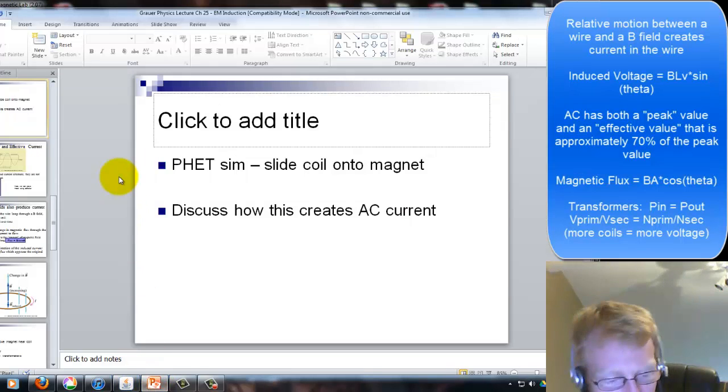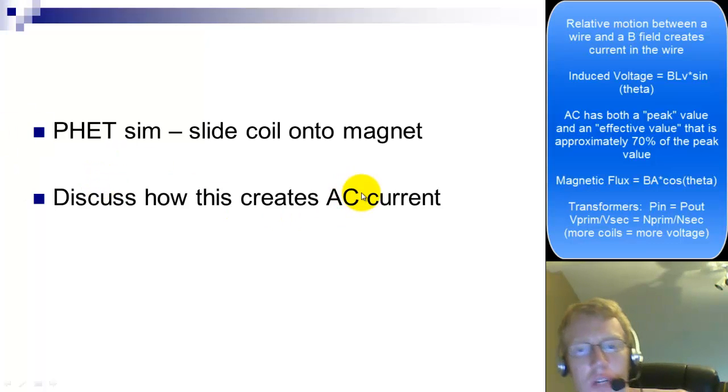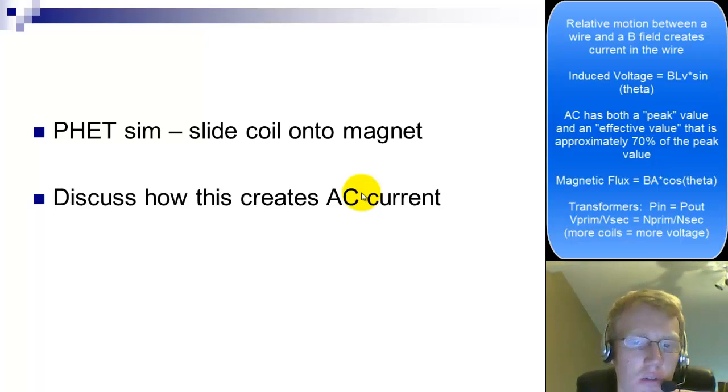Okay, so back over here. Again, it creates alternating current because first you have to move the wire one way and then you have to move it back the other way. That back and forth motion changes the direction of the current each time. As you saw in the sim, the electrons were first moving forward and then backward and then forward and then backward, alternating.